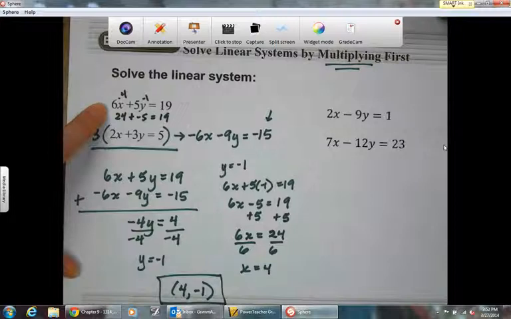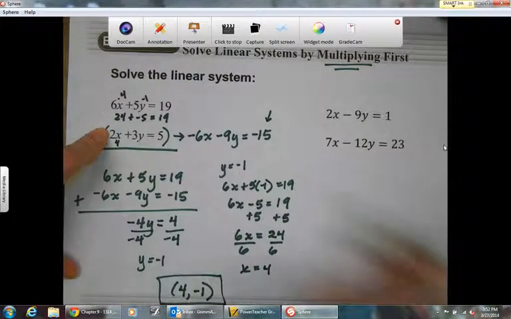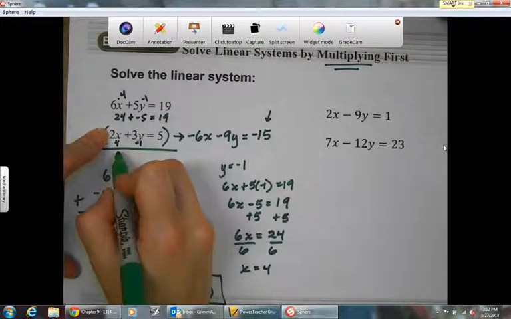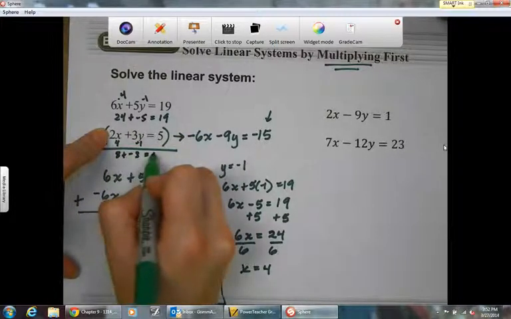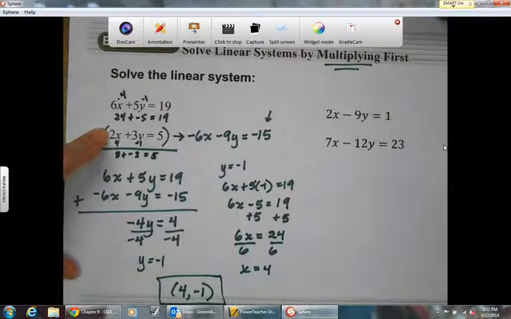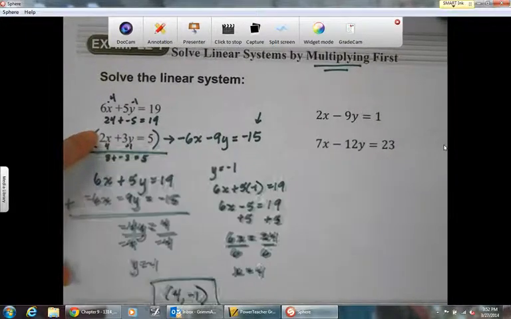I could plug it back in here and make that a 4, make that a negative 1. So I have 8 plus negative 3. That is 5. Therefore, they both check, so that's the correct answer. All right, so moving on to the next example.